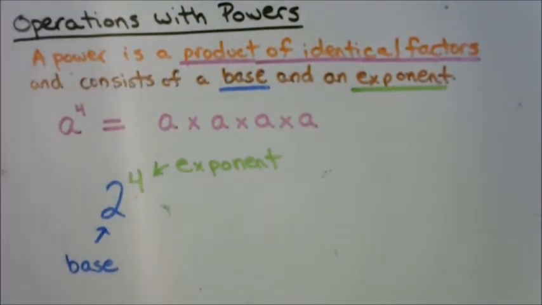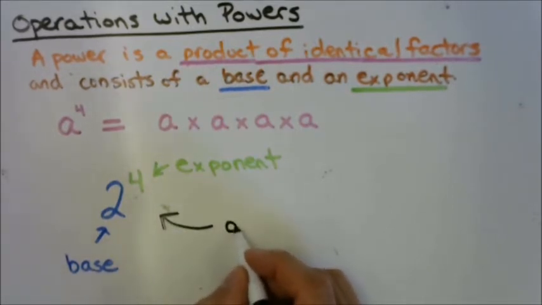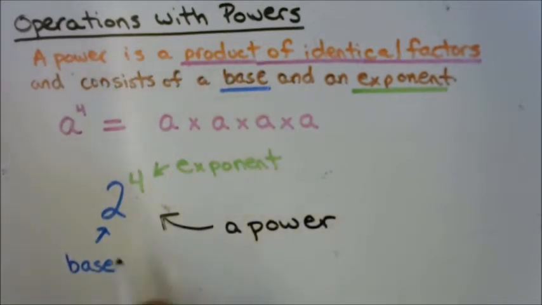Together, they are called a power. So 2 to the power of 4 is a power. It has a base of 2 and an exponent of 4. You have also learned, and now we're going to review, some rules for working with exponents and powers. There are exponent laws, and they can be used to simplify expressions.